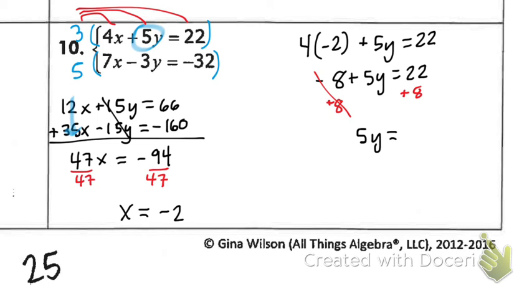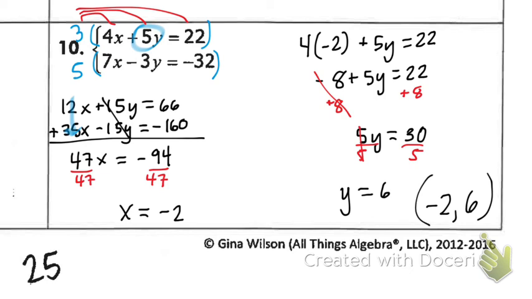Not 40. 14? Oh. We're adding them. Yeah. It was a negative 8 on the left, so we had to add it. So 5y equals 30. What is y? Okay, so our ordered pair is negative 2, 6. So that's a quick review of all the ways we solved systems. Everybody good or have any questions?